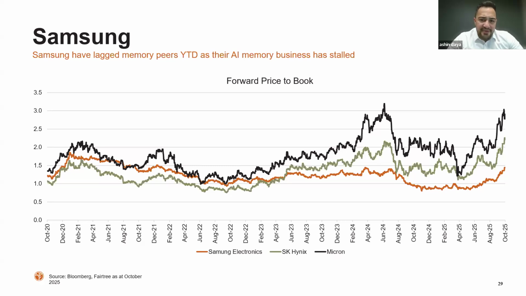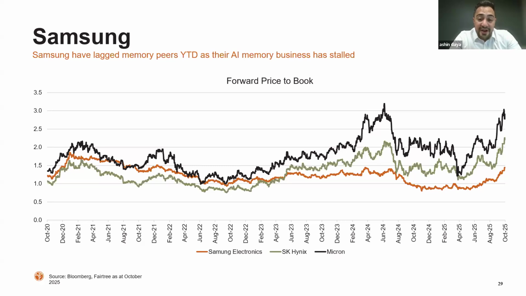And then more recently, Samsung have really struggled with their AI memory. They tried to start supplying some of these AI memory requirements, and there were a few different missteps which they had. There were some leadership changes over time. But more recently, there have been some very positive signs that they're starting to correct this AI business and hopefully very soon become a very important supplier to NVIDIA and AMD and some of the AI peers.